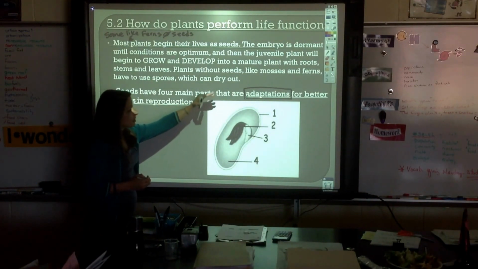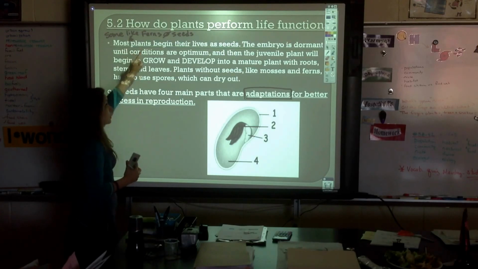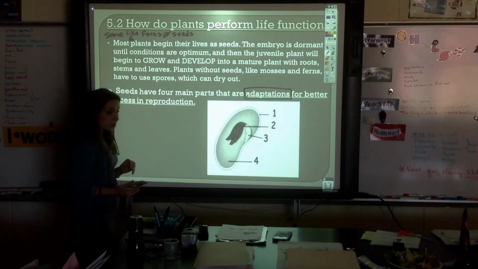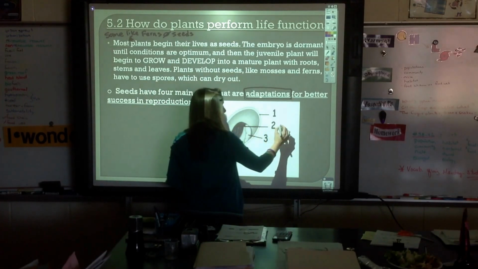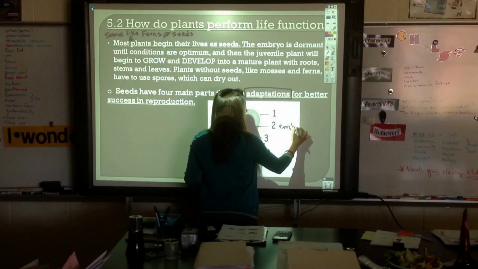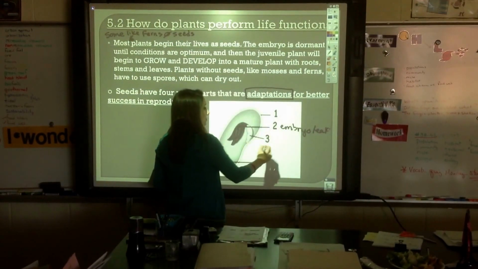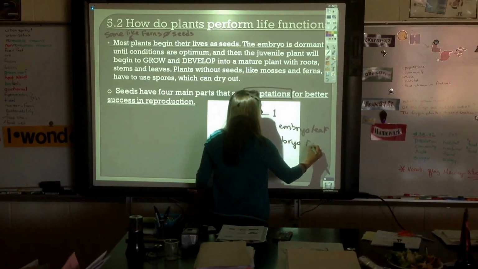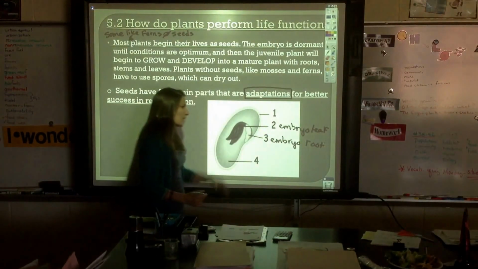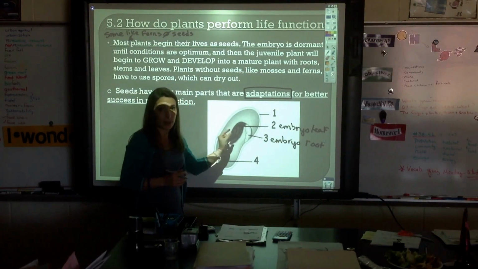And so we're going to be talking about these 4 parts of a seed. Most plants begin their lives as seed. The embryo is dormant until conditions are optimum. What we mean by the embryo is the baby plant. And so number 2 is the embryo leaf, the first leaf of the plant. And number 3 is the embryo root, the first root of the plant. And so inside the seed, even though we can't see it, is a tiny little baby plant.